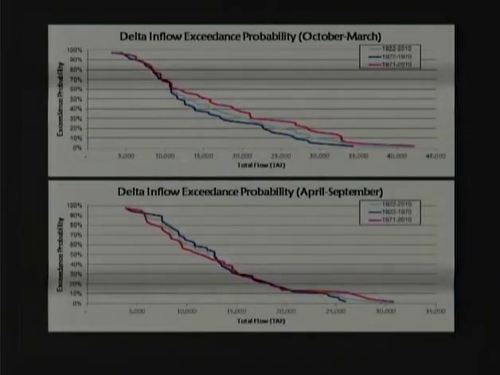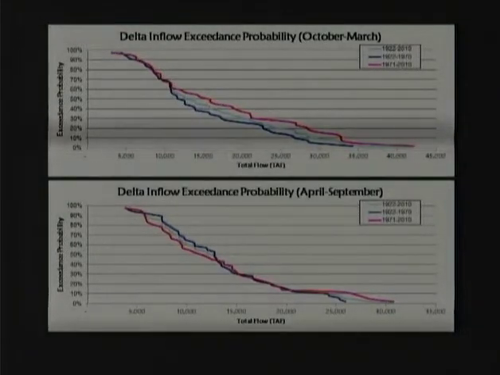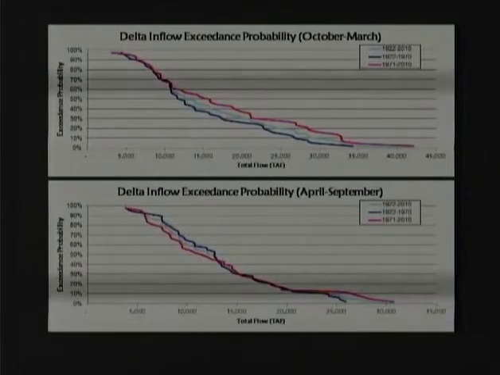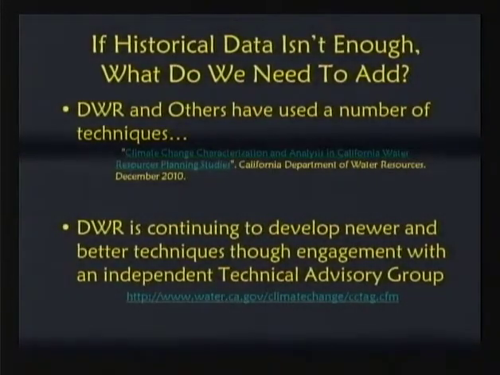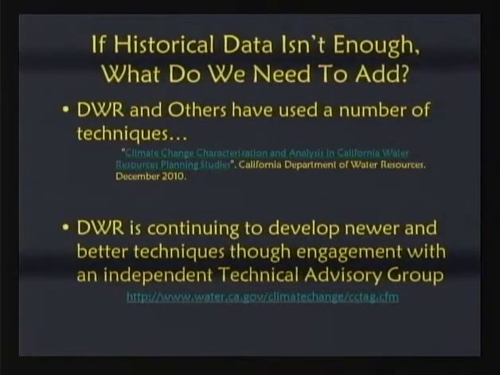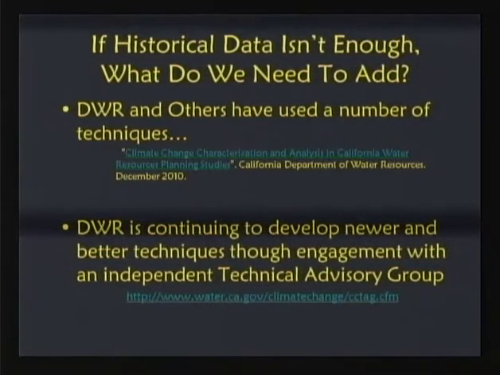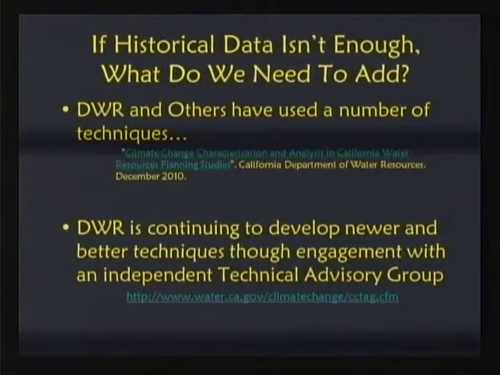And I'd like to add to that also what will change is the amount of water available to deliver for those flows is going to be changing in the future. So we need to be cognizant of all of those things. So if historical data isn't enough, what do we need to add? What solutions do I have to offer you to all of this? And unfortunately, I don't have a silver bullet to make recommendations.